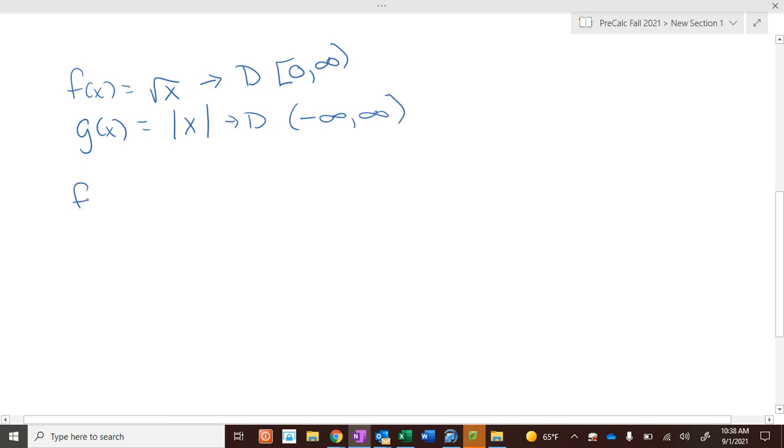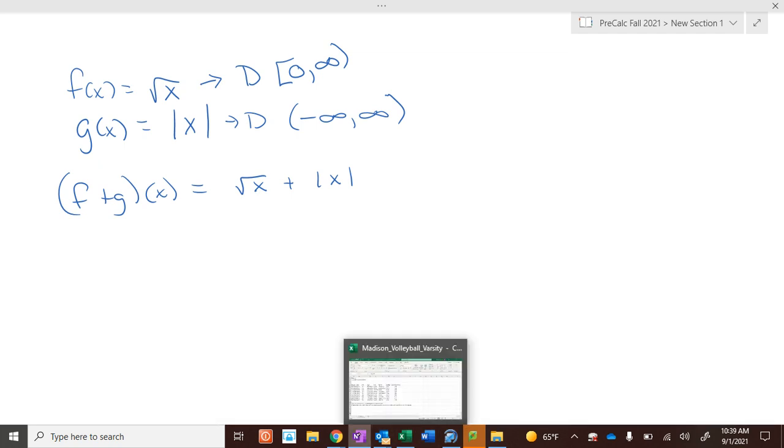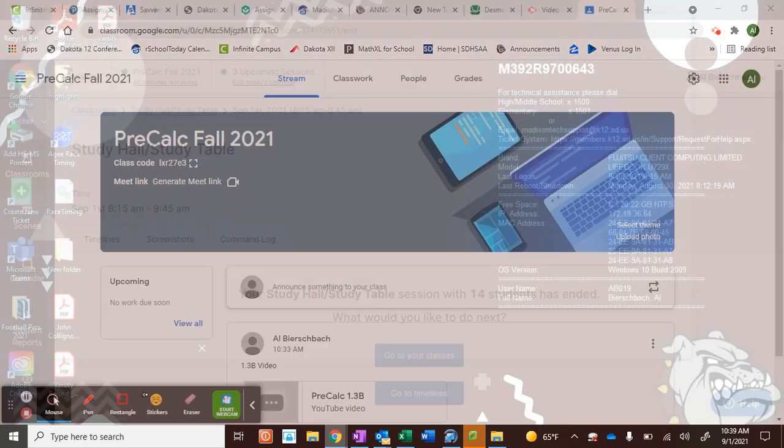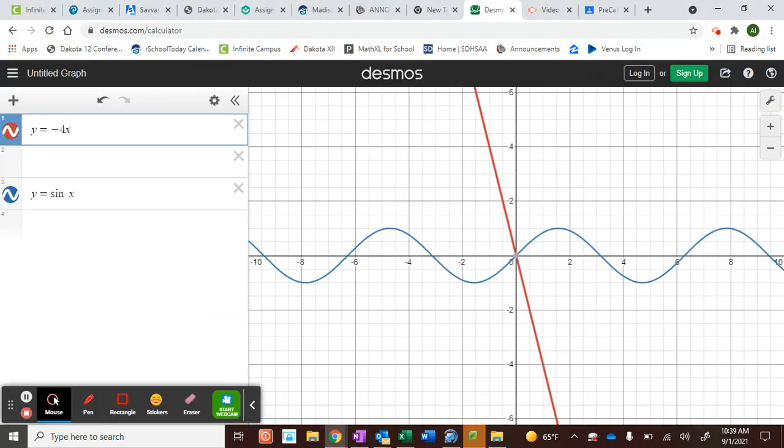So, what's f plus g of x in this situation? It's simply just the square root of x plus the absolute value of x. And it's just that. If you want to look at the graph of it, we'll do it on Desmos really quick.